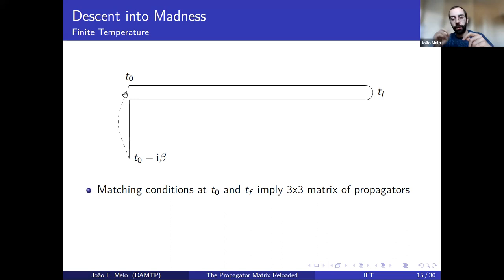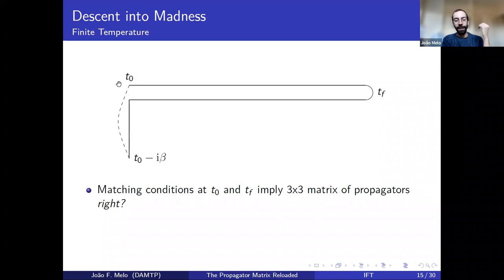But now I have a matching at TF, but I also have a matching at T0 to zero and a T0 minus I beta with T0. So obviously if I have three fields, they're all matched. As before, instead of having three propagators for my three fields, I have a 3x3 matrix of propagators. This is the logical conclusion. That's what I've primed you to think. And this is the question that I asked all these months ago in my group meeting. This should be true. And no one knew the answer because no one in my group had seen this calculation in this much detail, so they didn't know.